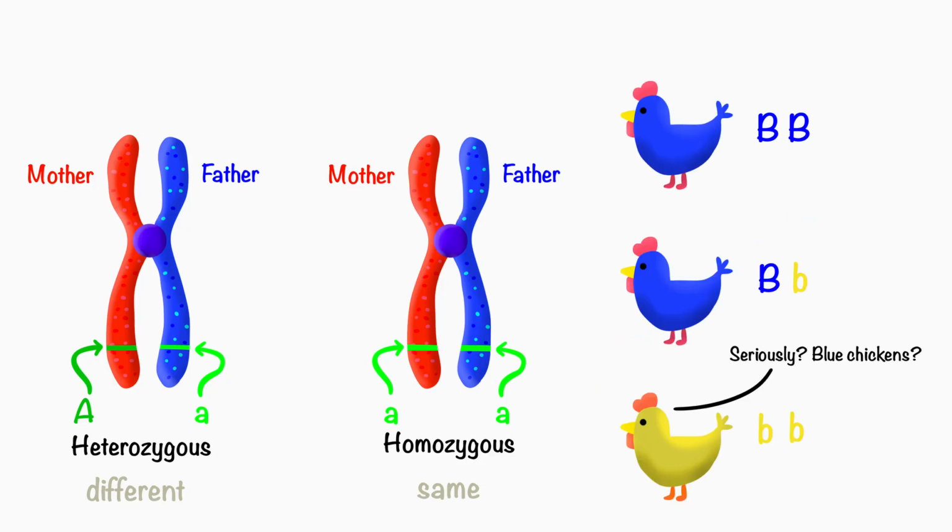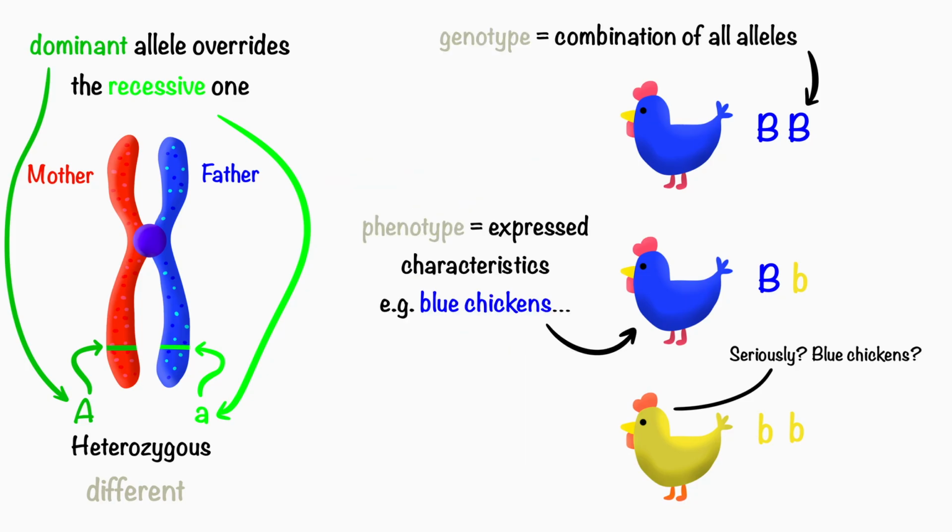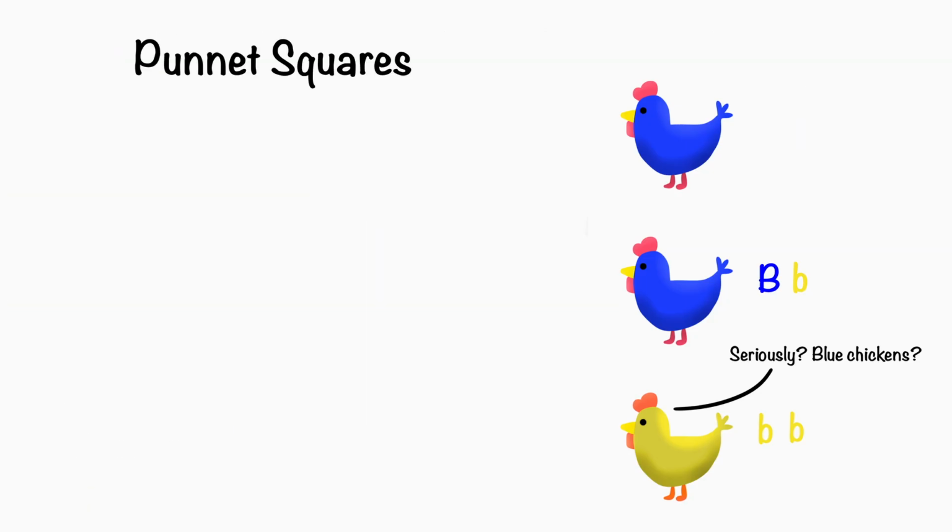For an organism to display a recessive characteristic, both its alleles must be recessive. To display a dominant characteristic, the organism only needs one dominant allele. This means the dominant allele overrides the recessive one if the organism is heterozygous. Your genotype is the combination of alleles you have, while your phenotype is the observable characteristics you have. Let's see how we can predict inheritance patterns using genetic diagrams, also known as Punnett squares.